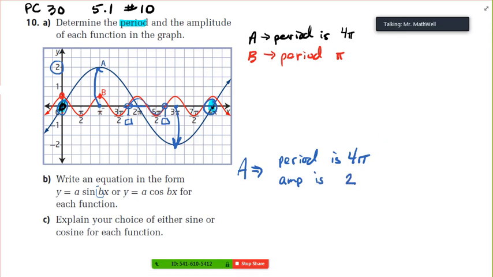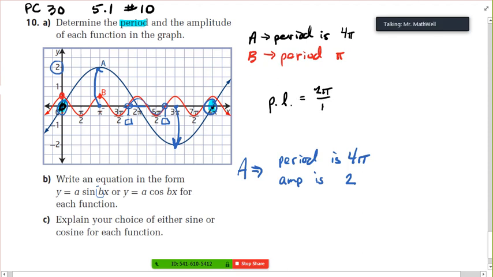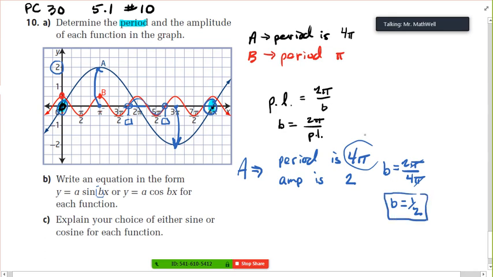Now what do we know about b and period length? You should remember from your lesson that the period length for sine and cos is 2 pi over b. That means b is 2 pi divided by the period length, if we just rearrange this equation. So what is b for A? b is 2 pi over 4 pi. So the b value is going to be 1/2. So here we go, b is 1/2, and the amplitude is equal to a.